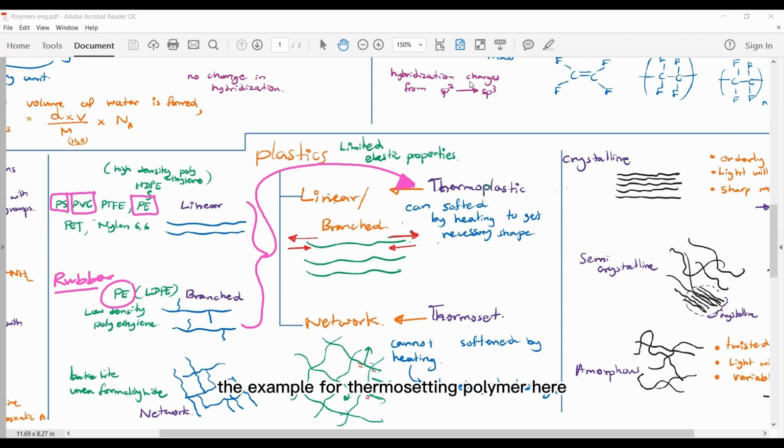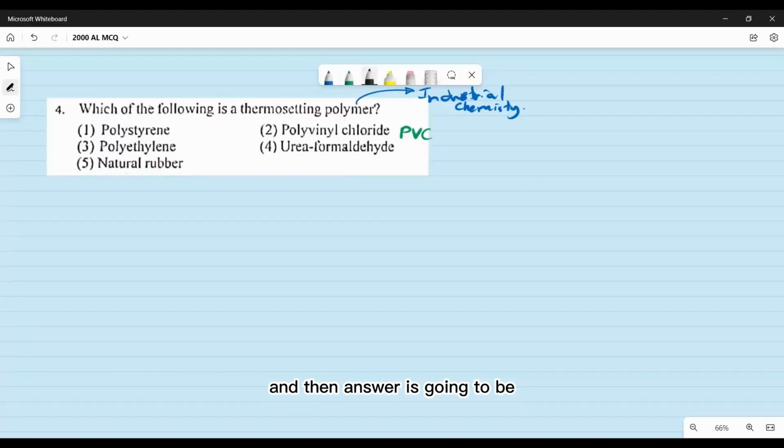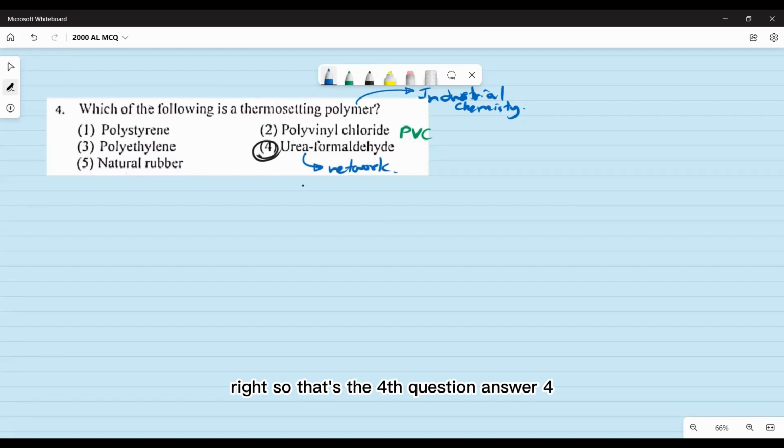So you have the examples for thermosetting polymers here: bakelite and urea formaldehyde. Bakelite means phenol formaldehyde. However, you need to understand about network polymers. So you have urea formaldehyde as our answer. Let's go back to the question, and the answer is going to be urea formaldehyde. Why? Because it is a network polymer, and all other polymers mentioned here are linear or branched polymers, so they will be thermoplastic. So that's the fourth question, answer 4.